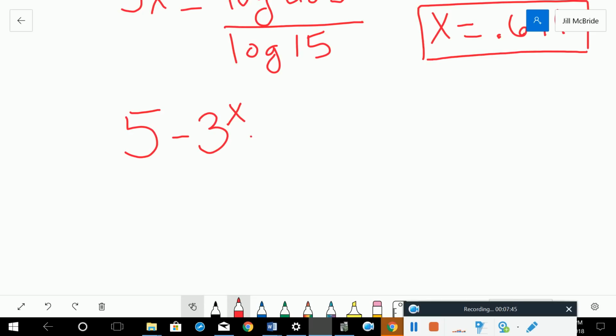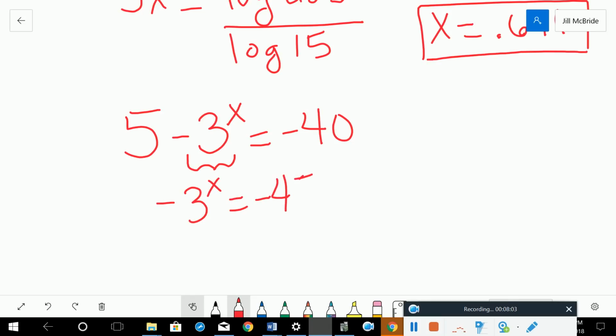5 minus 3^x equals negative 40. Okay? Before I can use the change of base formula, this exponential here has to stand alone. So just make sure that you subtract 5 from both sides. So you get negative 45. Now remember, there's no parentheses around here. This is not negative 3 to the x. It's 3 to the x and then take the negative.